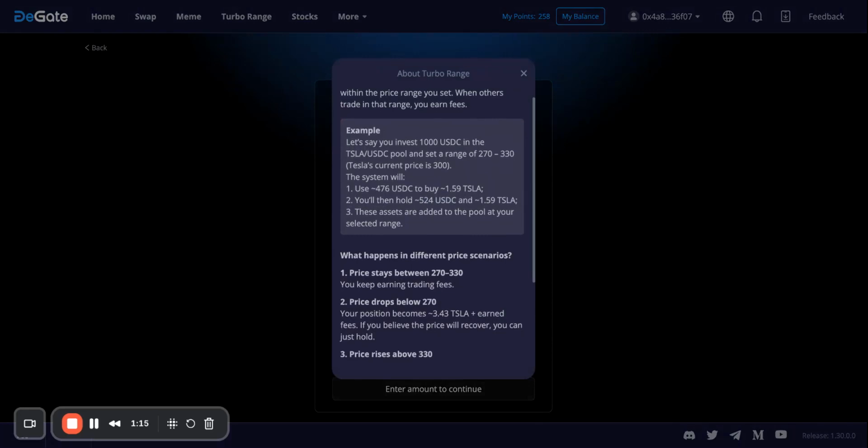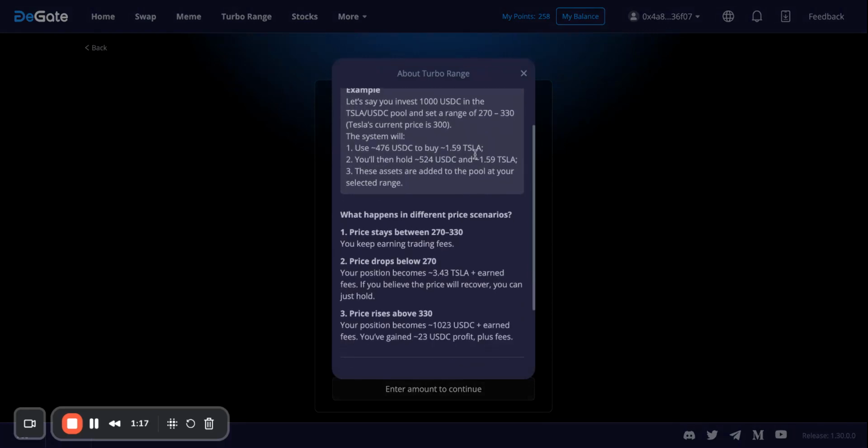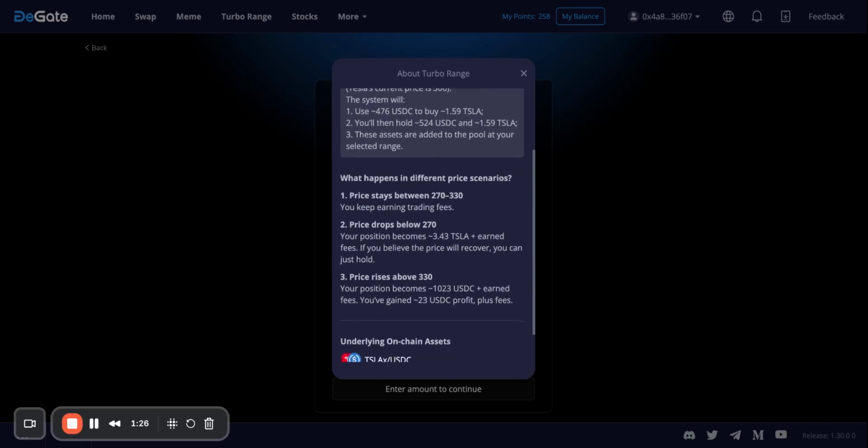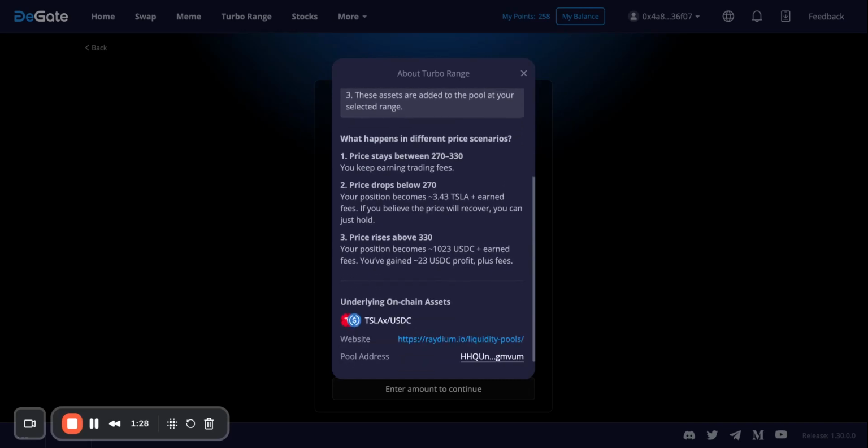Let's say you invest 1,000 USDC in the Tesla USDC pool, and we set a range of 270 to 330. So the system will automatically help you to allocate your liquidity into this range. And when the price moves by people buying and selling within this range, you earn the trading fees. So if the price drops below, say, your lowest bar, then you hold Tesla plus the earned fees. If the price recovers, you can start earning fees again.